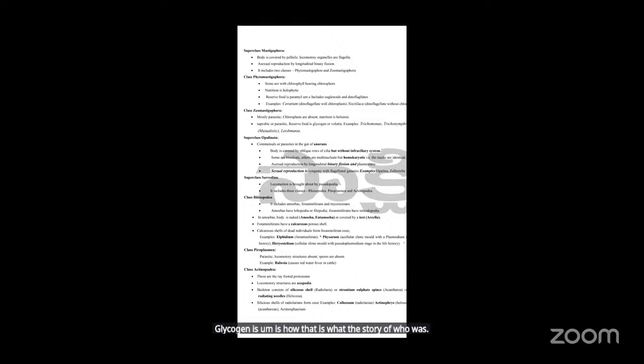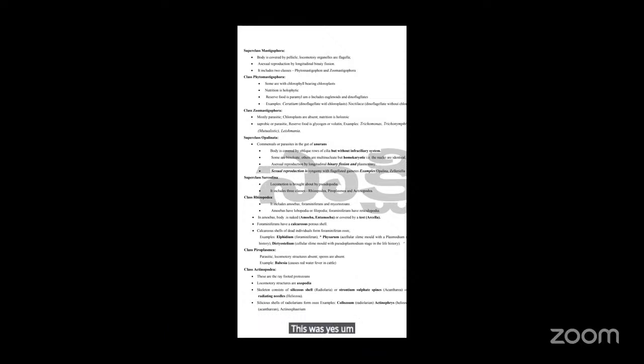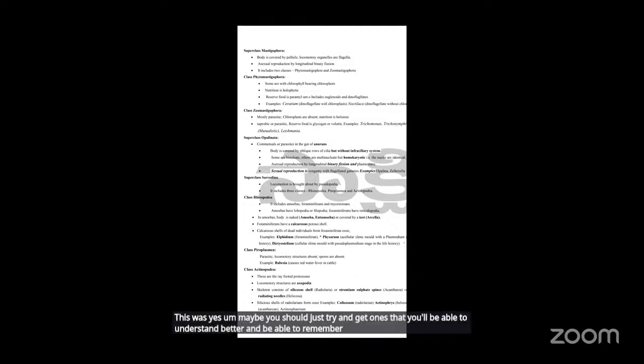Examples are Trichomonas and Trichonympha, which are mutualistic. When Trichonympha is mutualistic, we can't really say it causes harm because they put mutualistic in brackets. So I think it's both ways. And then Leishmania. When you are going through it, I'm sure you can find other examples if these ones will be hard for you. Maybe you should just try and get ones that you'll be able to understand better and remember, because spelling is very important.